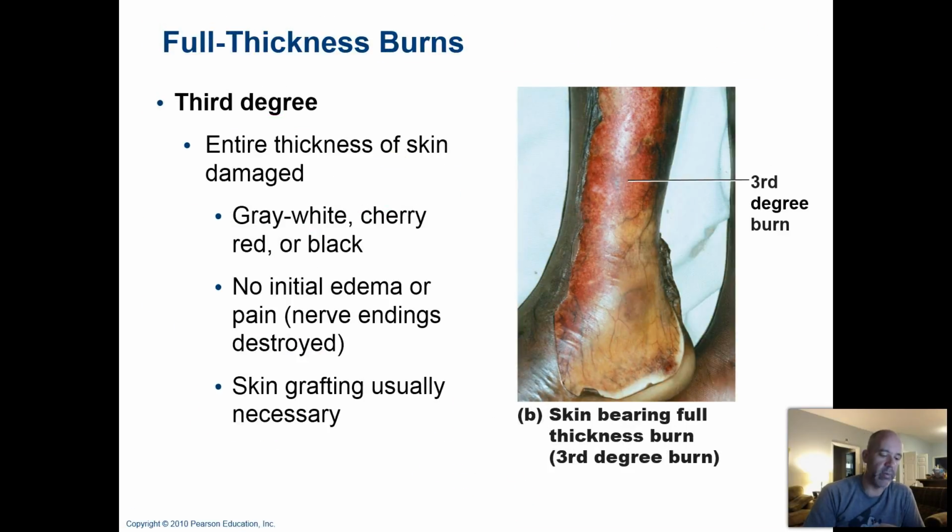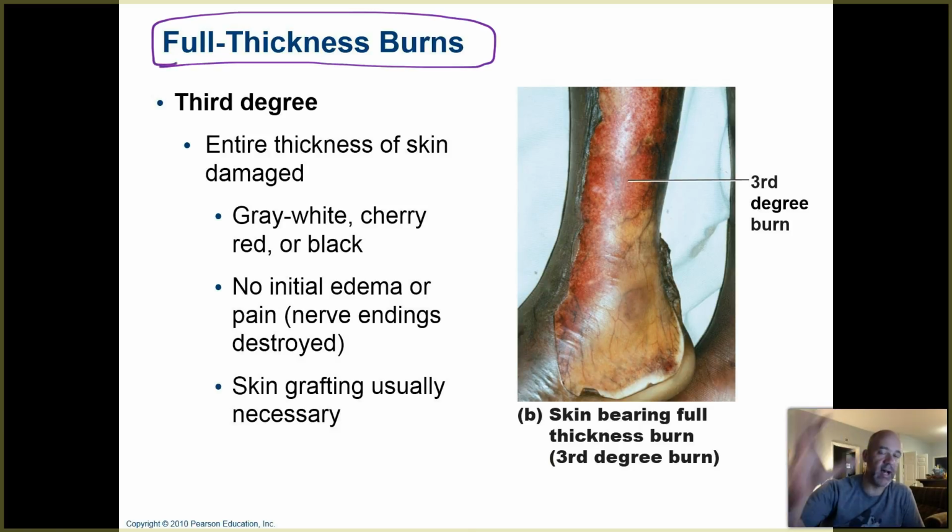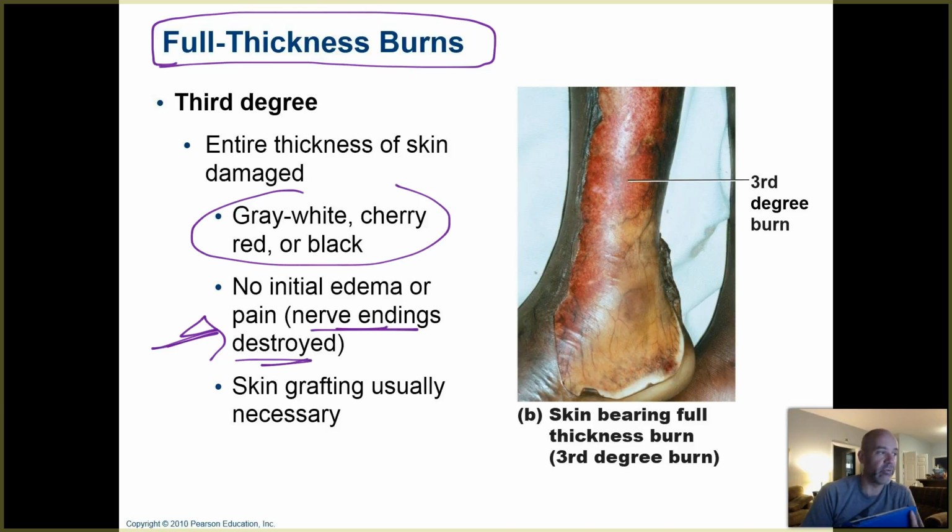All right, a full thickness burn, what's going on there? Full thickness means the burn has damaged the entire epidermis and dermis in the area and is extending even deeper, at least down into the hypodermis. So all of the skin is damaged. You can have a gray, white, cherry red, black color. This obviously is going to be the most serious type of burn. Patient initially may not feel pain in the burned areas, and that's because the nerve endings there have been destroyed. The pain sensors are gone.